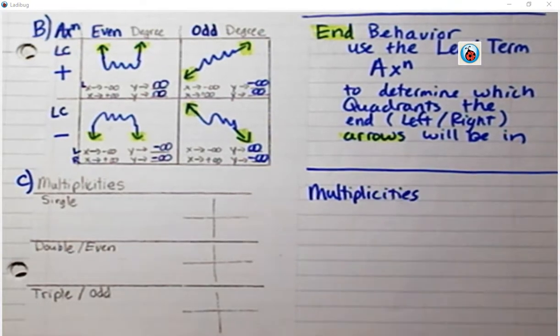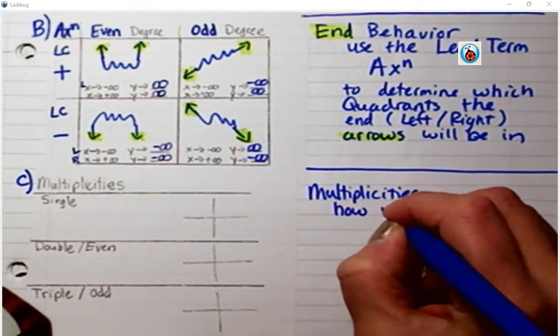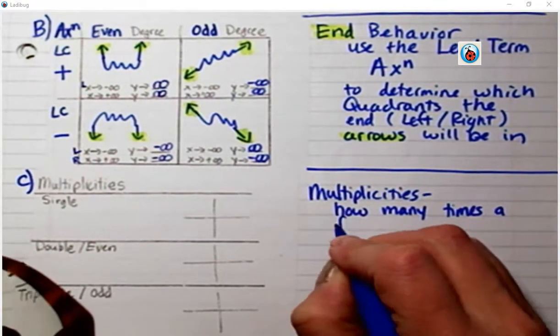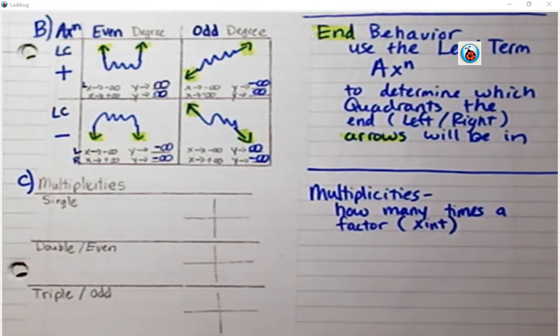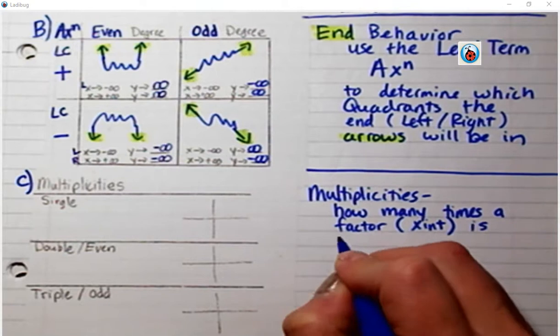Multiplicities. All right, last vocab. Then we take a break and practice a little. Multiplicities is how many times a factor (x-intercept) is repeated, and I'm going to write x-intercept in parentheses, because factors and x-intercepts go together when we were graphing in intercept form.